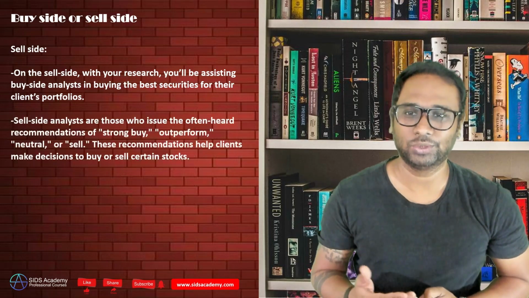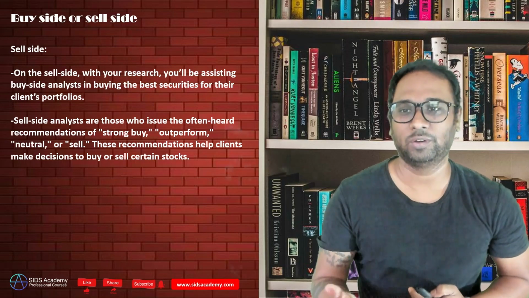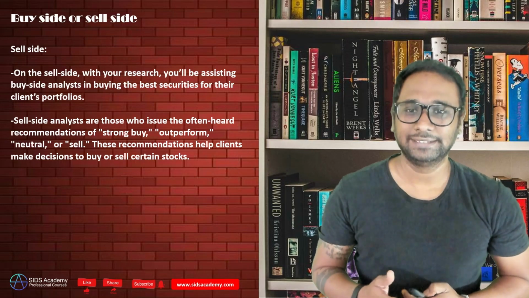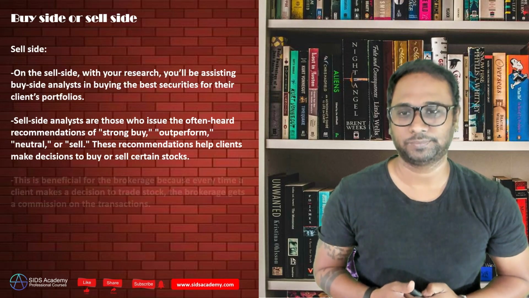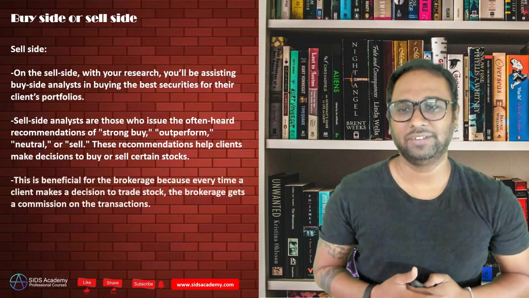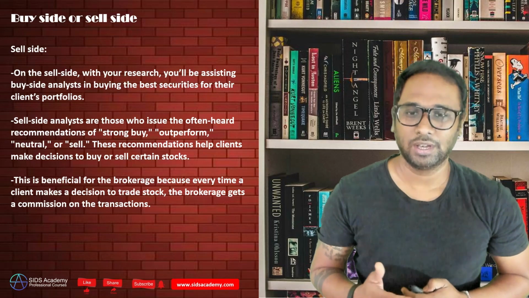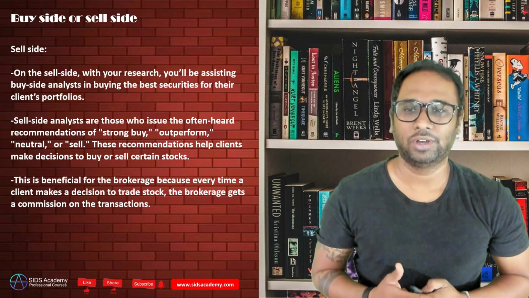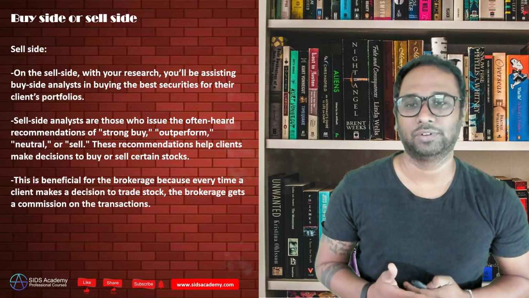Sell-side analysts are those who issue the often heard recommendations of strong buy, outperform, neutral, or sell. These recommendations can help the client make decisions to buy or sell certain stocks. This is beneficial for the brokerage because every time the client makes a decision to trade the stock, the brokerage gets the commission on the transaction, and sell-side analysts are paid by the brokerage.